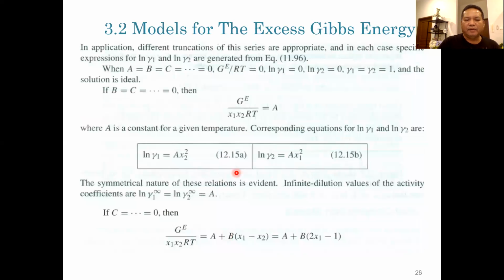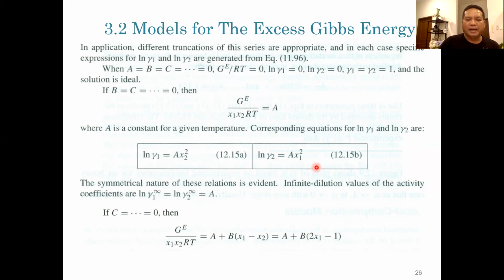If, let's say, B equals C equals 0, but not A, we get some value there. GE is not 0, which means there is a difference between the real and the ideal. A is a constant for a given temperature, and then we can get this value here. So we can get ln gamma 1 and ln gamma 2.